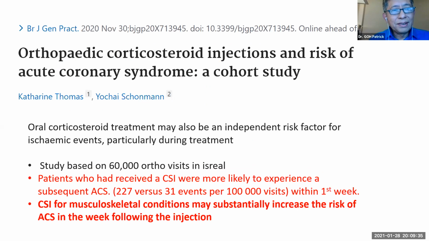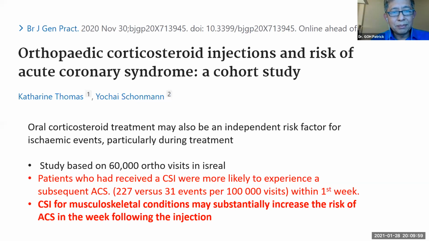The next thing was this interesting paper which came out just this year in the British Journal of General Practice. And it talked about orthopedic corticosteroid injections and the risk of acute coronary syndrome. Now, this is actually based on 60,000 ortho visits in Israel, where there is, I think, a state healthcare system.